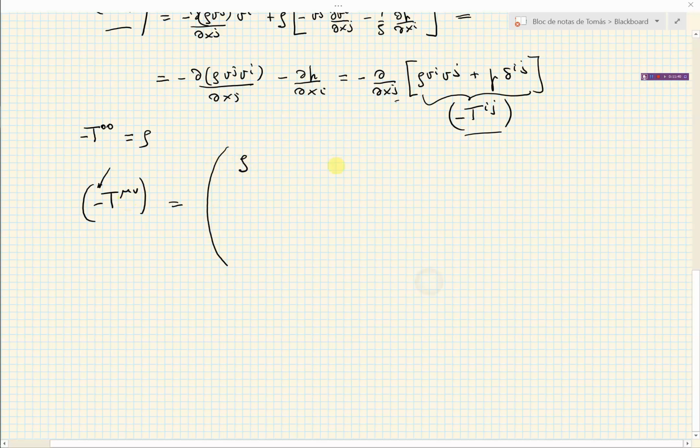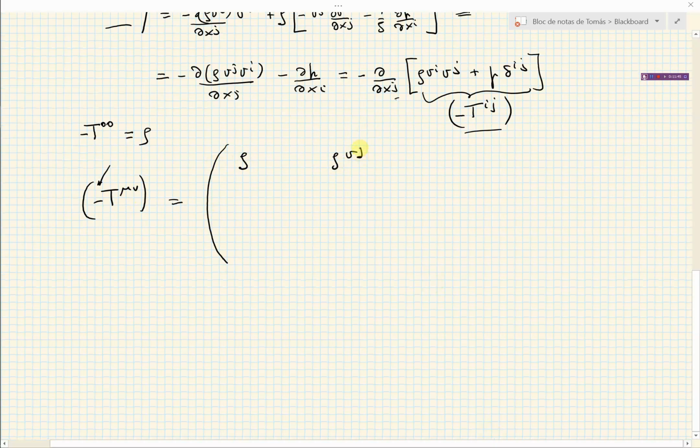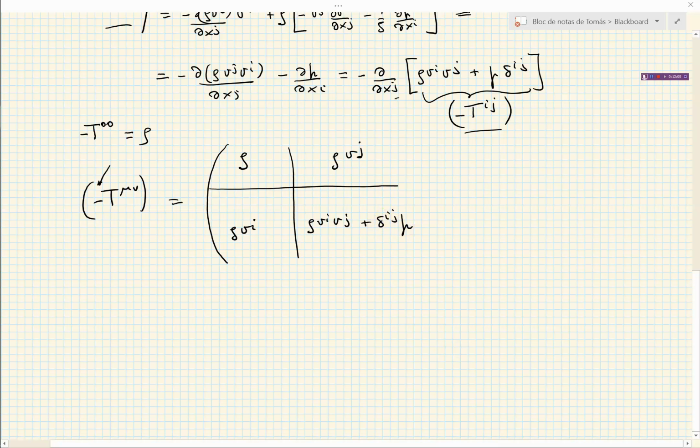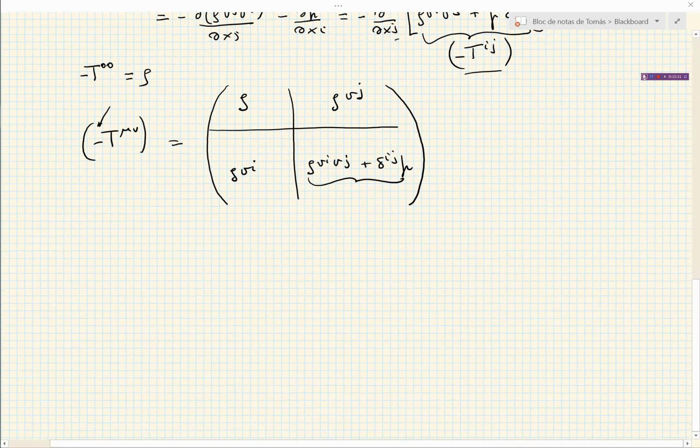So I have rho vj, rho vi, and in this box I have rho vi vj plus delta ij p. Okay, this is the Newtonian energy momentum tensor, but you see that it is part of a larger structure, which arises completely naturally.